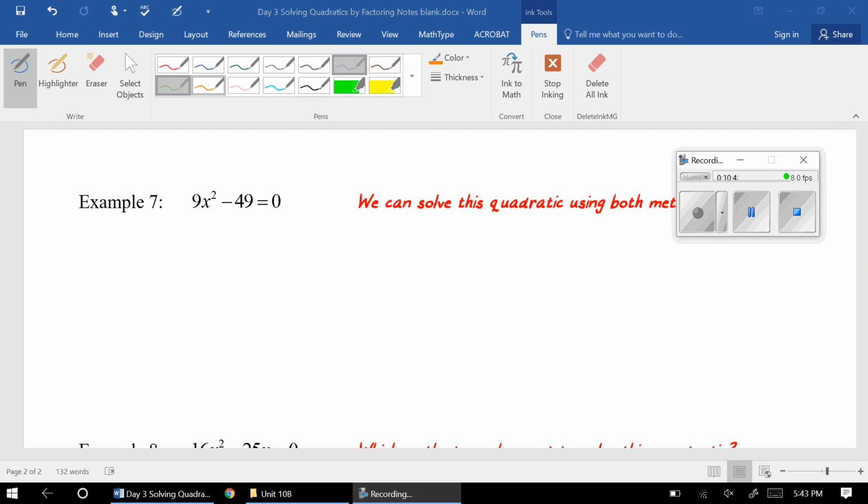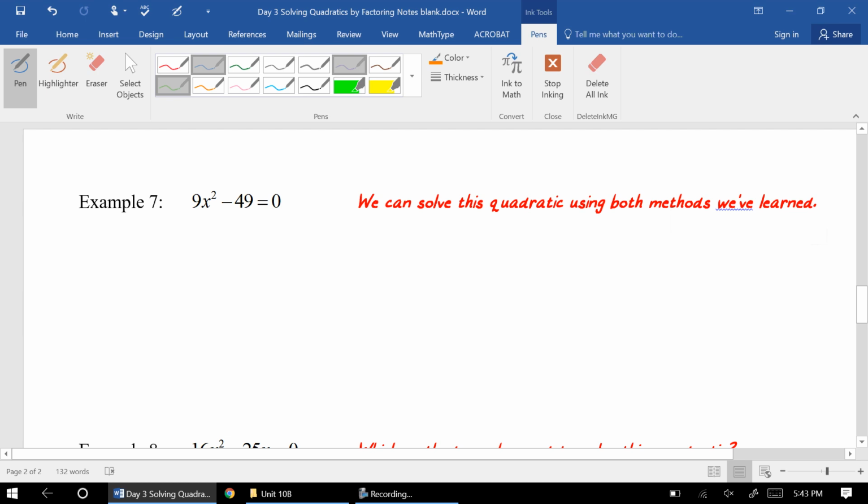Okay, I'm back. And we're going to look at example number 7. It says we can solve this quadratic using both methods we've learned. So what are the two methods we've talked about? We've talked about factoring. So if I were to factor this, I have to find a pattern because I only have two terms. So if you can remember, this is what we call a difference of squares.